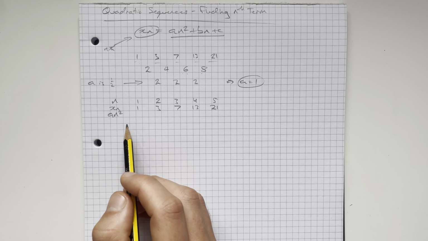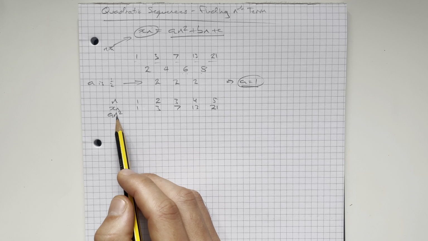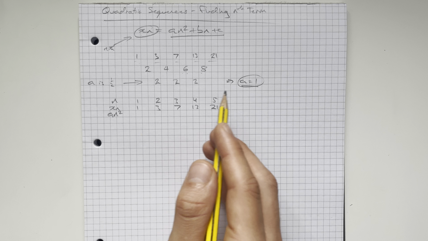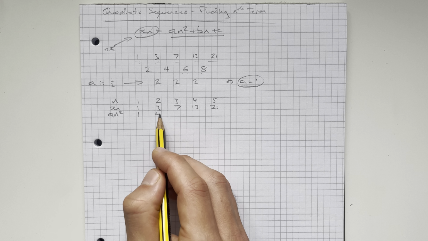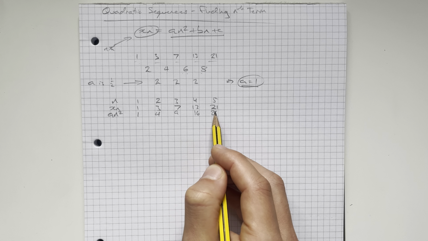And the third row then is we use our value for a and we multiply that by n squared. So n squared here would be 1 squared, which is 1, times by 1 gives us 1. 2 squared is 4, times by 1 gives 4. 3 squared 9, that one gives 16, this gives 25.